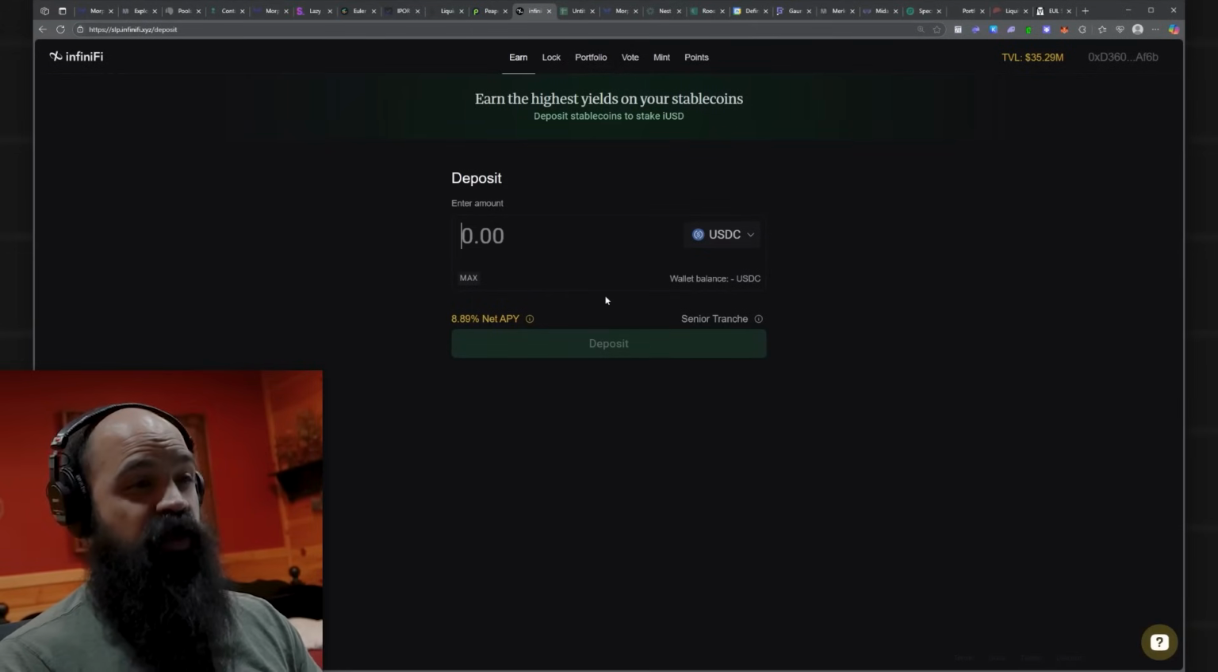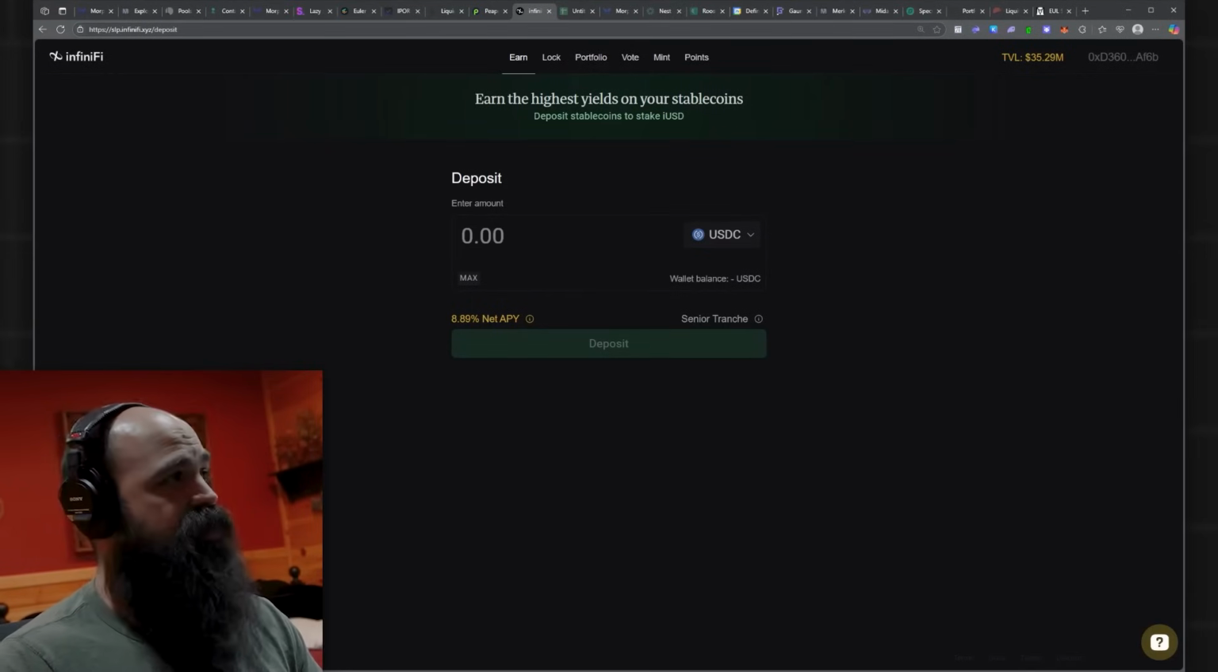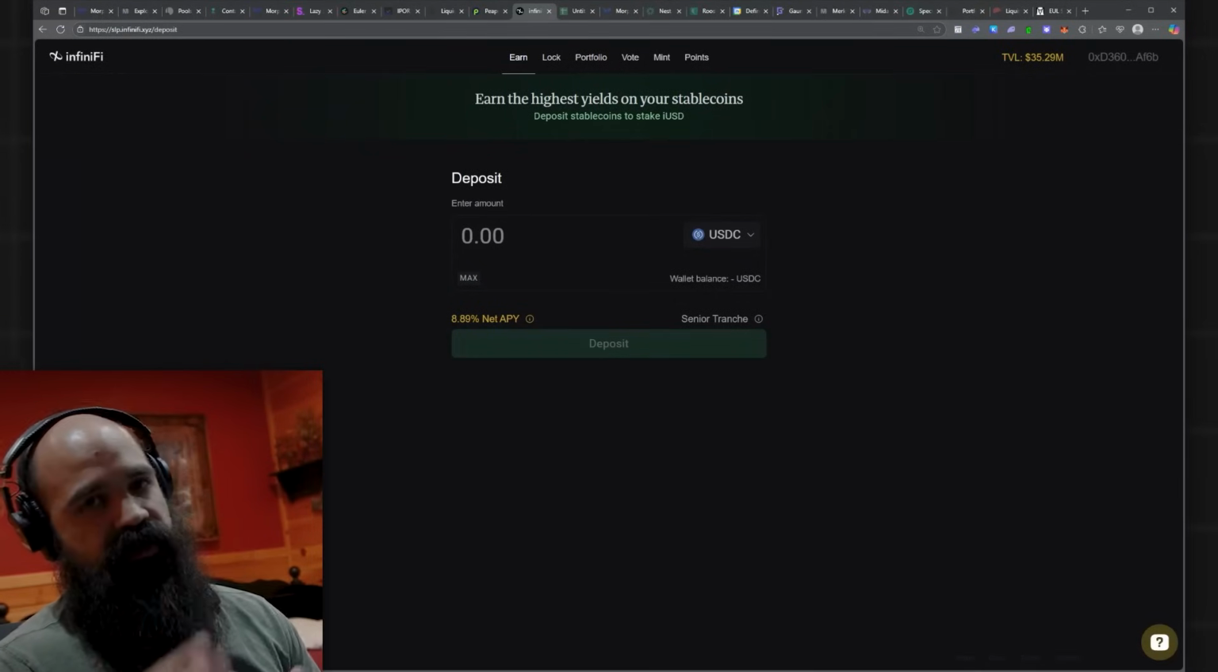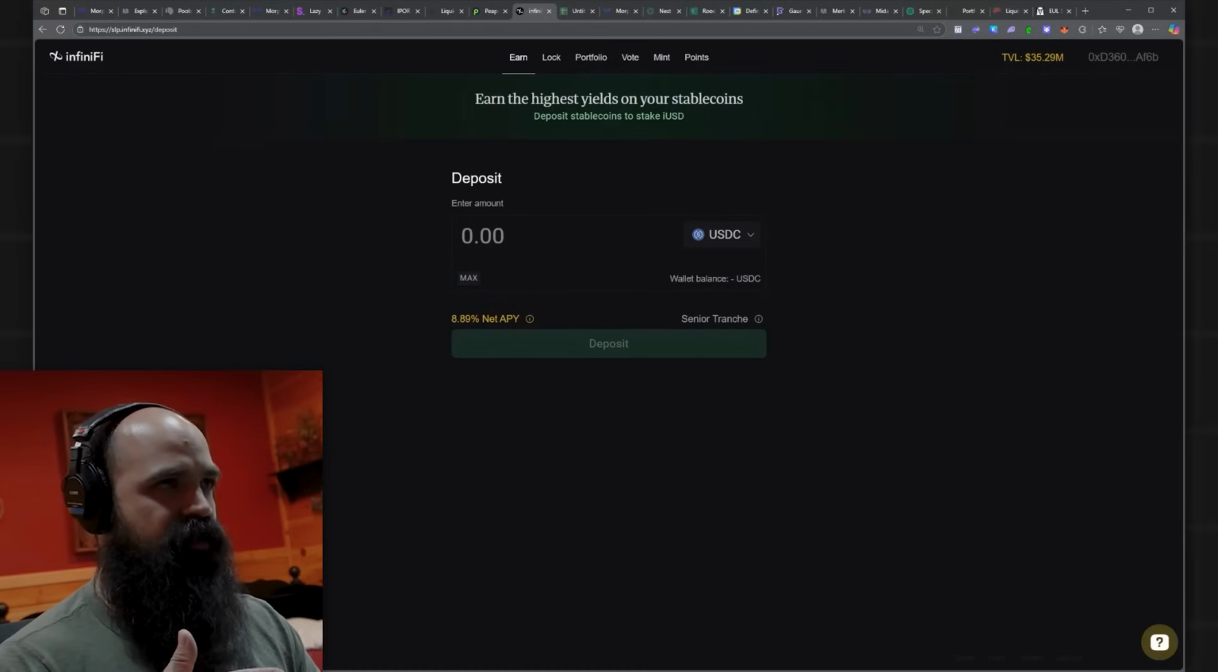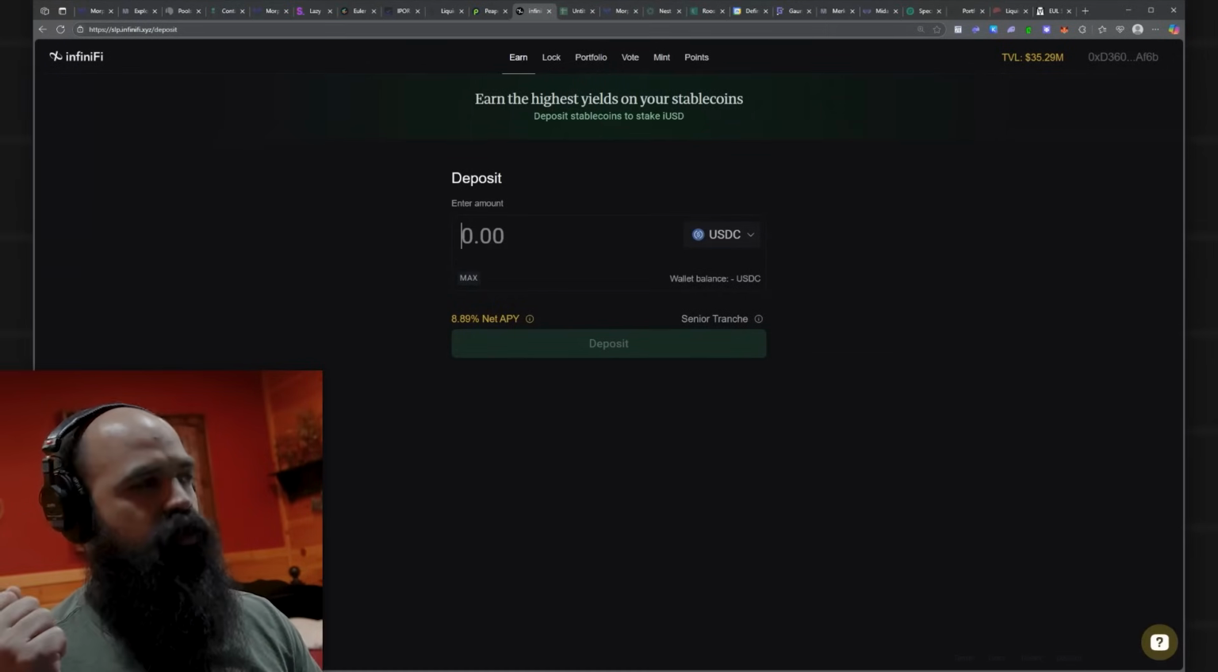So I love that one-to-one, no swap fees. That's amazing. You can also leverage this, I think, on Morpho. You can definitely leverage the PT. I don't know if you can leverage just siUSD. So siUSD is a staked version of iUSD, but you can unstake it immediately and then withdraw to USDC whenever you want. So I like that.